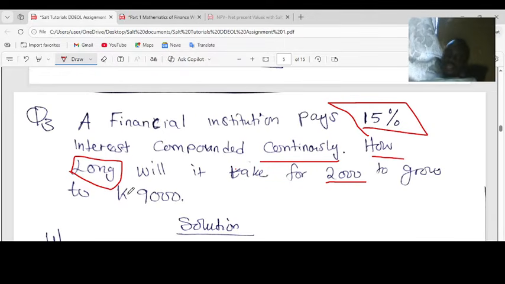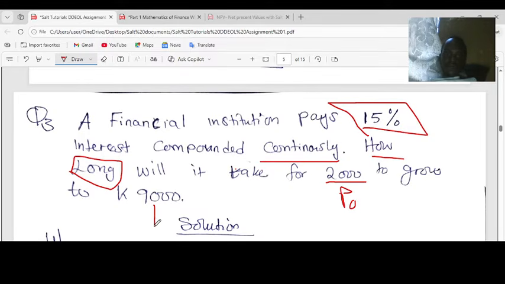So we have two things here. This 2,000 should grow to 9,000 kwacha, and then interest should be continuously compounded. So how long should I put this 2,000 kwacha in investment for it to later turn into 9,000 kwacha? So this becomes my PO.